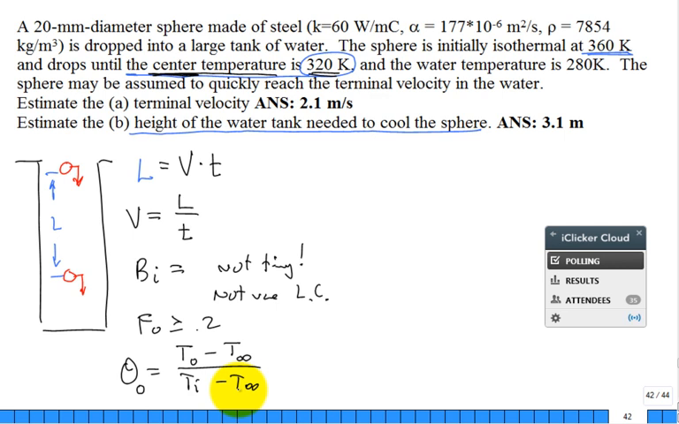And you're going to be looking for the correlation where the center temperature is a function of the Fourier number. Let me pause for a minute. Who knows where I'm going and can point out the equation that we need to use for this problem? Can you do that? Do you have your textbook?